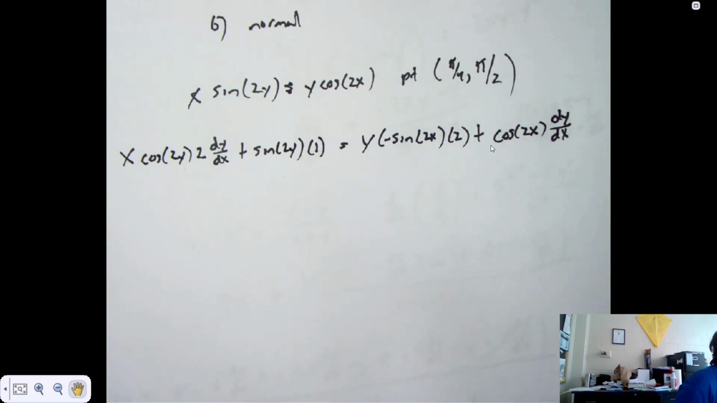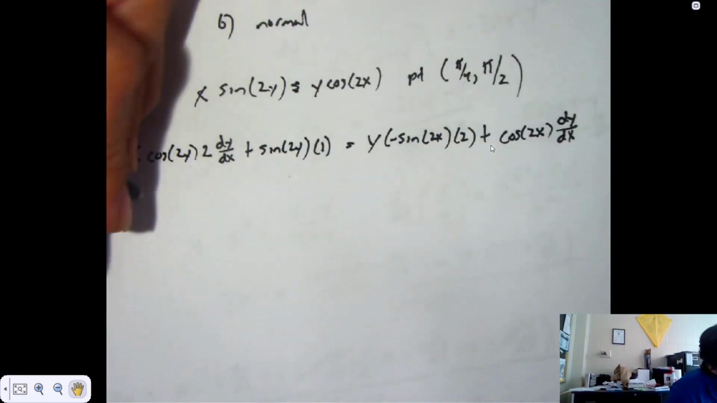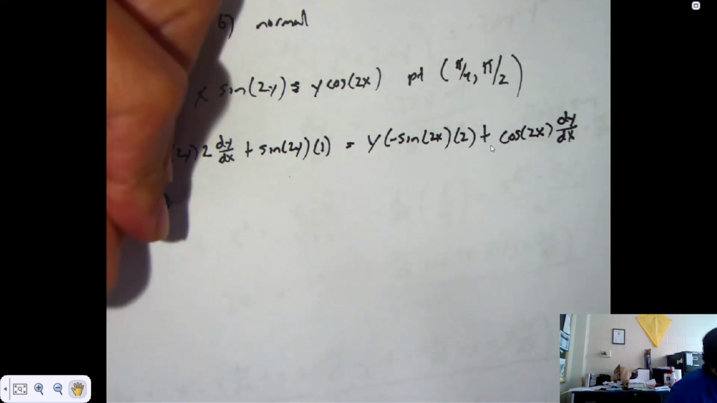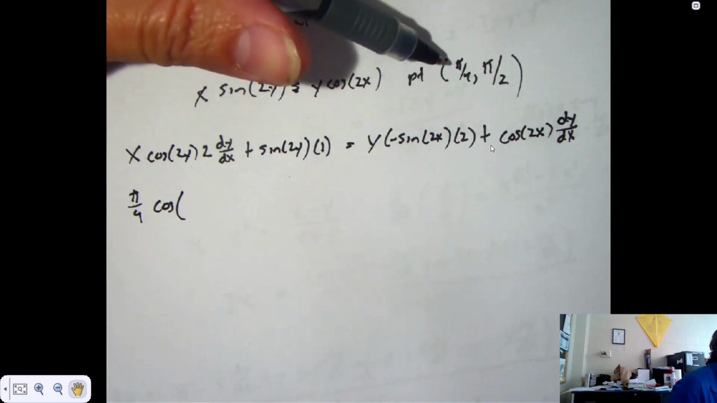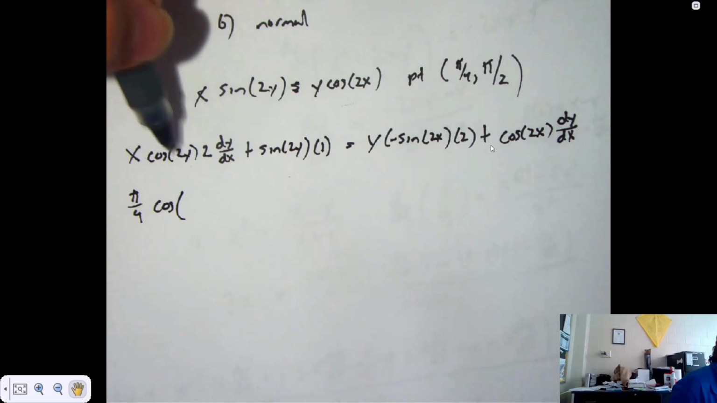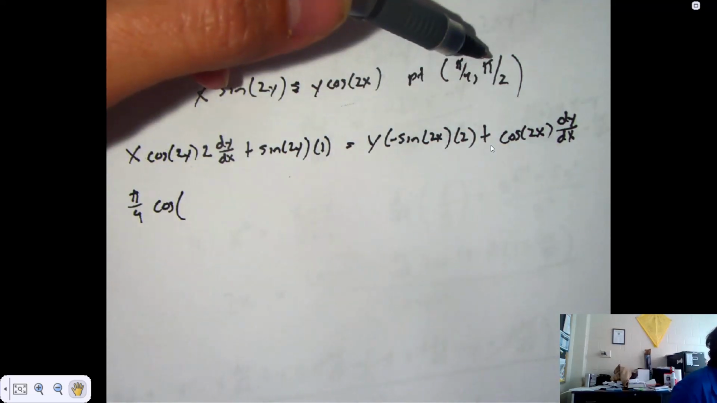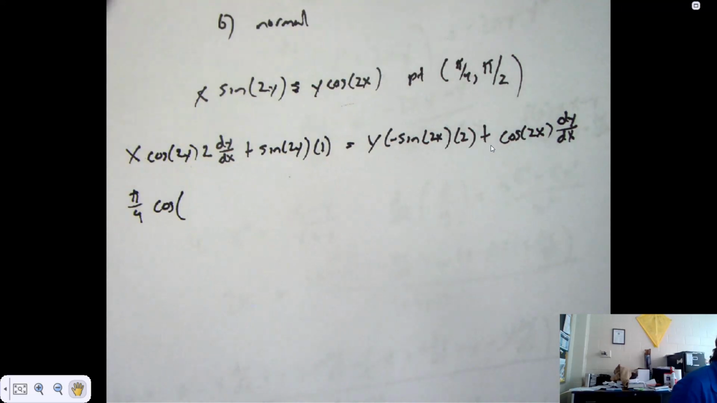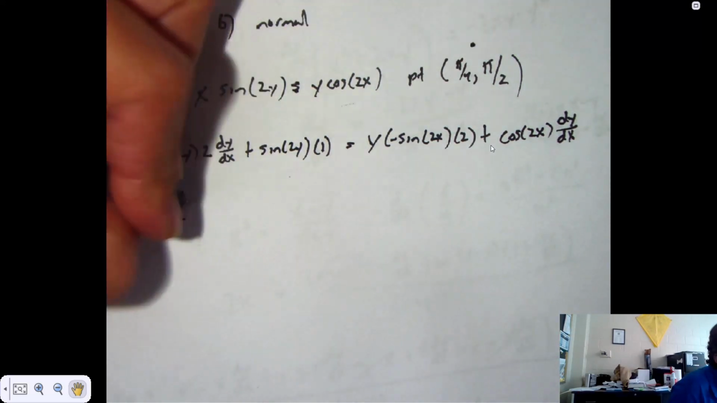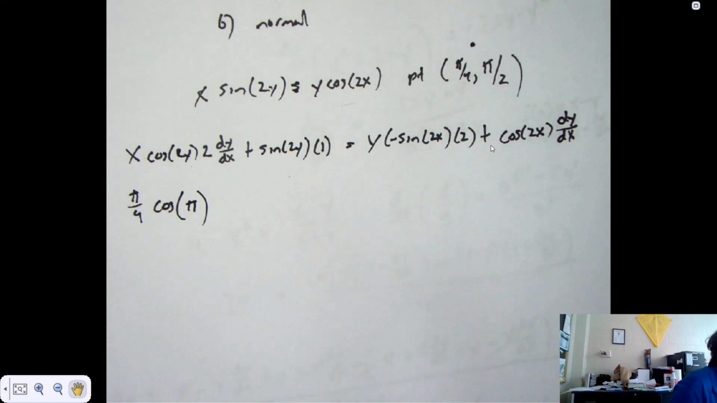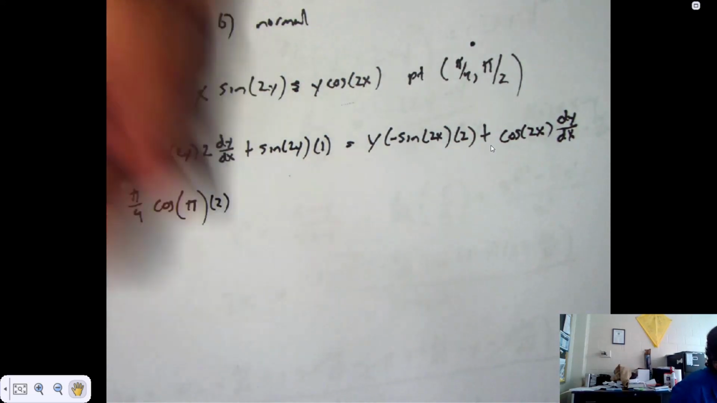Do you have an x value? Do you have a y value? All right, let's see what happens. So x is pi over 4. We're going to multiply that by the cosine of twice y. y is pi over 2. What's twice y? We're going to double pi over 2. It's 1 pi. 2 halves makes a what? Whole. All right, and there's still a 2 there.